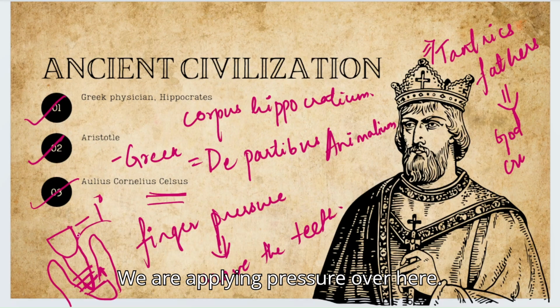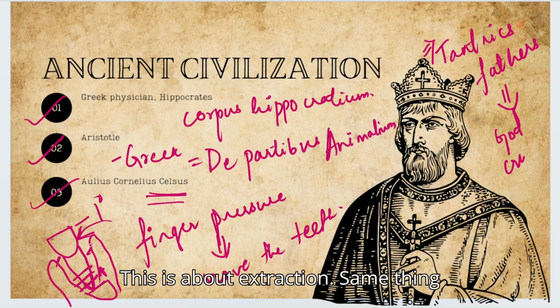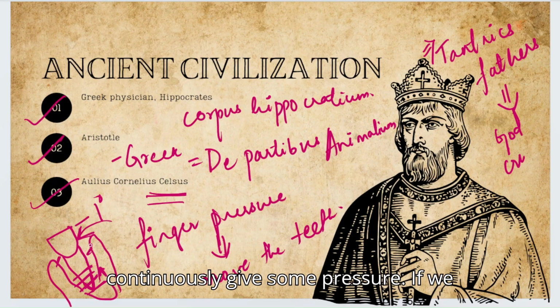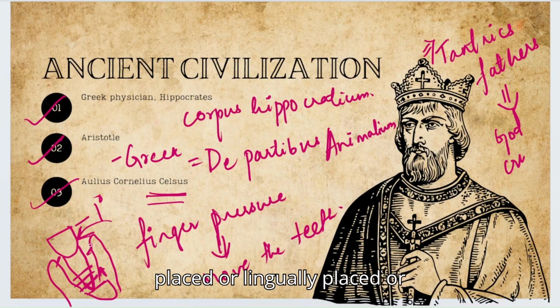We are applying pressure over here to continuously move it so that it gets detached from the gums. This is about extraction. Same thing when a tooth is erupting. Okay, the tooth is erupting, we will continuously give some pressure. If we feel that the tooth is more backwardly placed or lingually placed or labially placed, we apply some pressure and it will correct it.